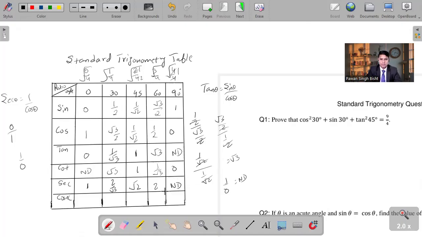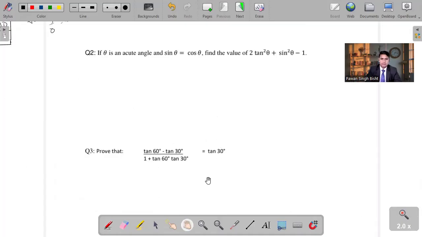So not defined. And to get the values of cosec, you write them in reverse order: not defined, 2, root 2, 2 upon root 3 and 1. So this is my trigonometric table. Now in the exam, you will get questions based on this trigonometric table, where you will use the standard values. Now let's see questions related to this.